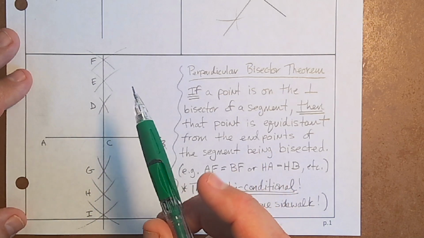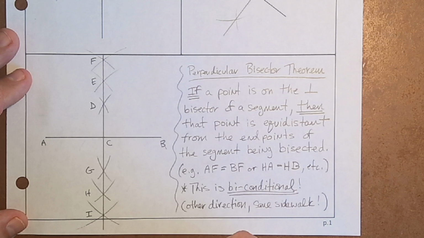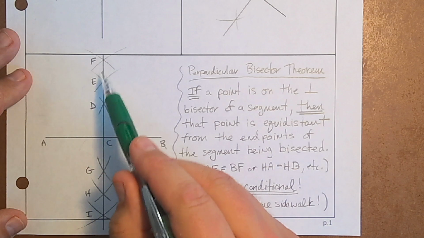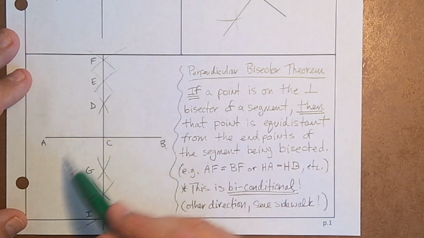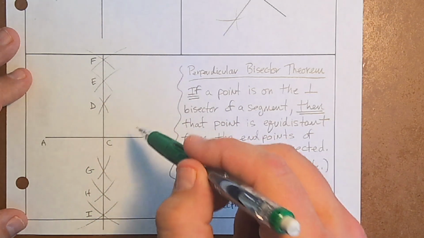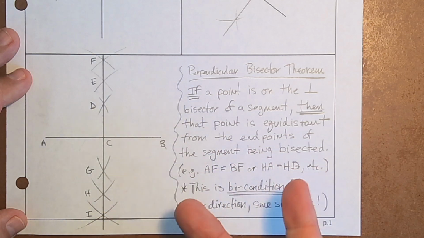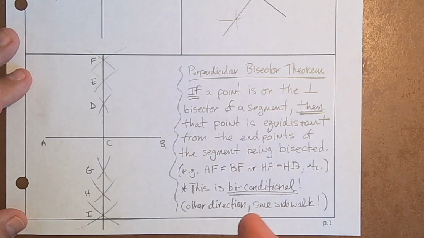Here's the perpendicular bisector theorem. If a point is on the perpendicular bisector, it's going to be equidistant from the two endpoints of the line segment being bisected. If a point is equidistant from the two endpoints of a line segment, it must sit on the perpendicular bisector. See how I flip-flopped that? I turned around and walked the other direction on the same sidewalk.